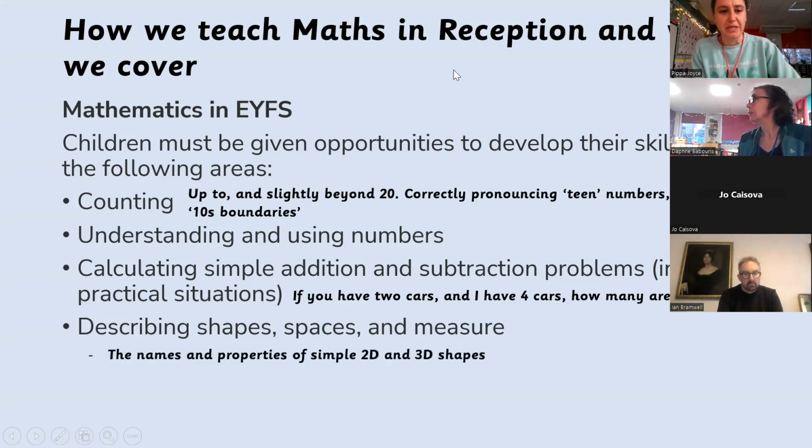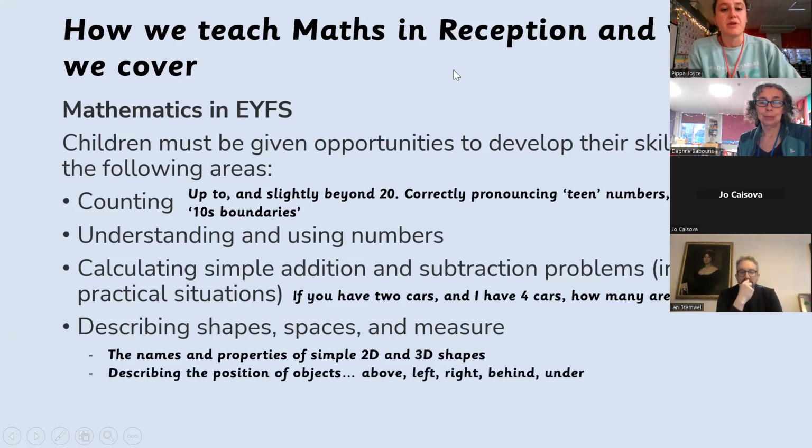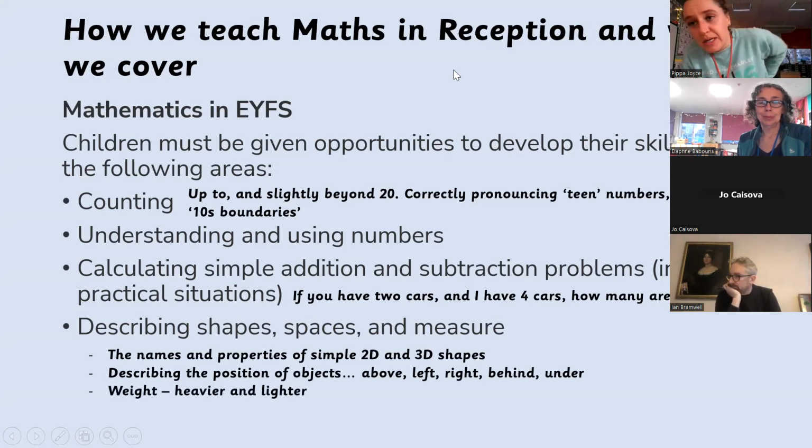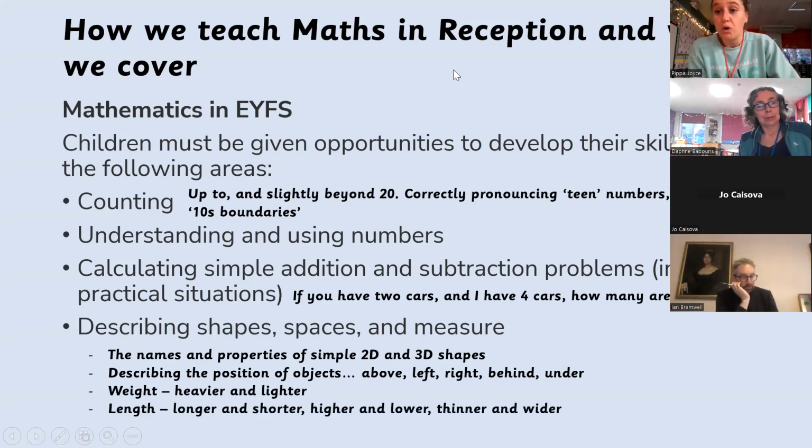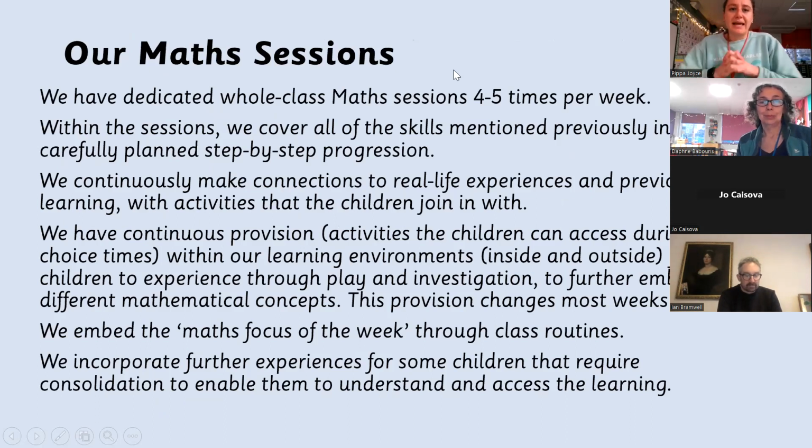And then with shape, space and measure, the names and properties of simple 2D and 3D shapes. We haven't covered that yet this year, but we will be. Describing the position of objects: above, left, right, behind, under. Weight, heavier, lighter. We're not talking about grams at the moment, but we have really nice balance scales that we use to help them understand what more or less and heavier and lighter is. And length, so longer, shorter, higher, lower, thinner, wider. Lots of vocabulary.